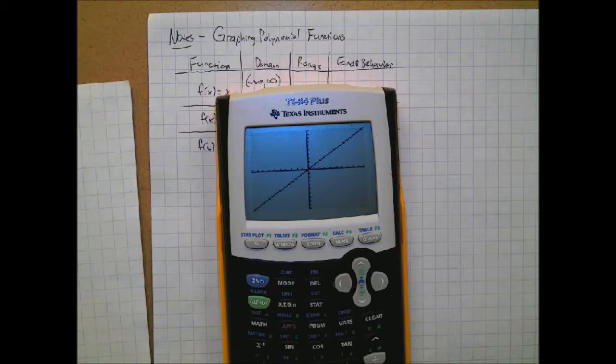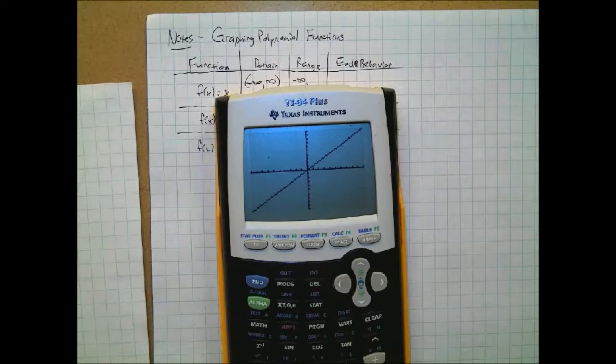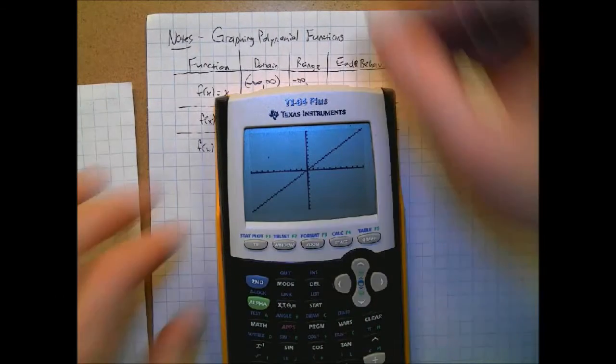Okay. What about the range? What's our lowest y value that we're going to get to here, it looks like? Negative infinity. And then what's the highest y value we're going to get to? Positive infinity, yep.